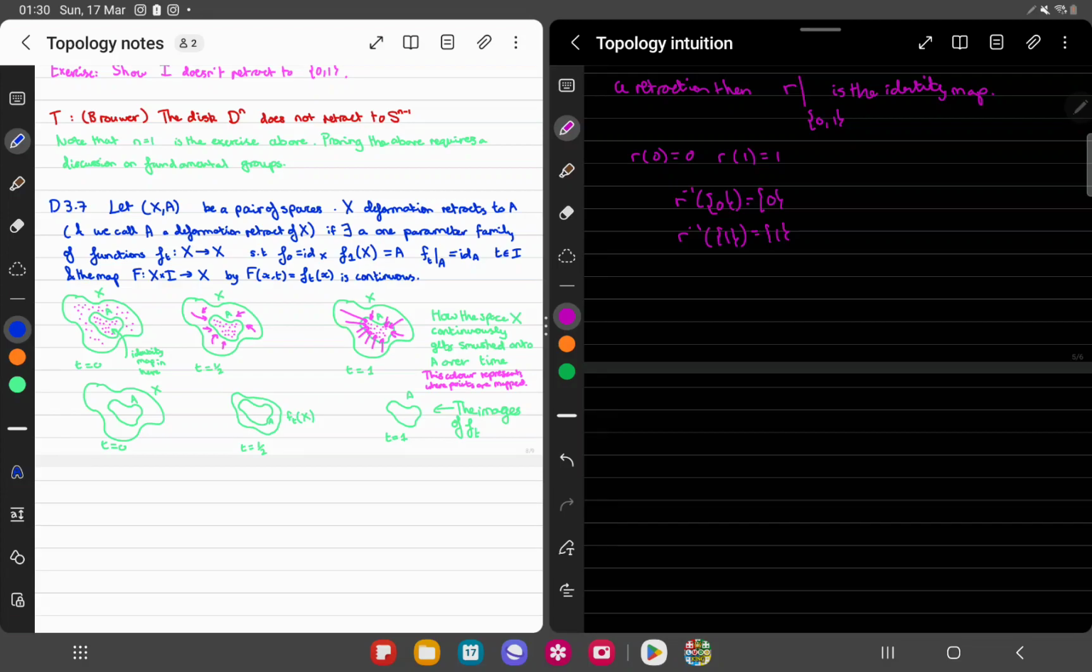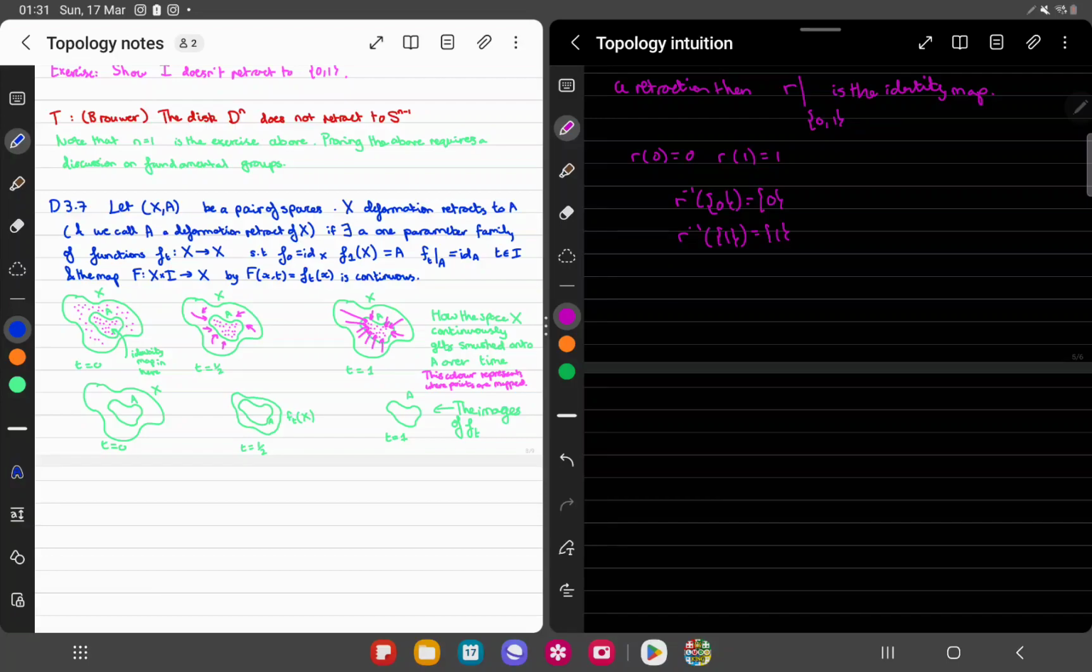Let X and A be a pair of spaces. X deformation retracts to A. We call A a deformation retract of X if there exists a one-parameter family of functions f of t, which map from X to X, such that, I don't know, I'll call t the time. At time 0, you just have the identity map. At time 1, you end up mapping everything to the subspace. And at any time, if you apply the function inside of the subspace, you just get an identity map, i.e. it kind of looks like a retraction there.